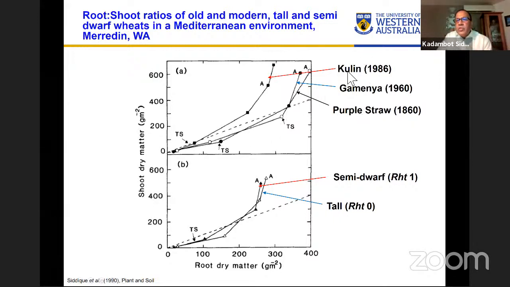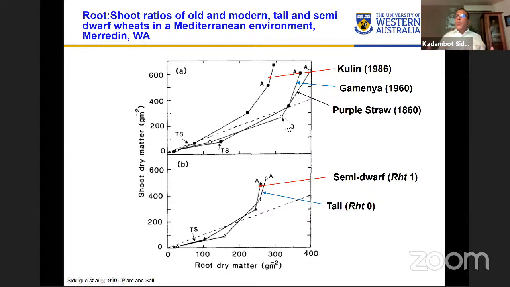Just for clarity, 3 genotypes: Culin, which was the most modern variety, Gamenya, a medium-era variety, and Purple Straw, which is one of the earliest varieties in Australia. What you can see, TS stands for, for those who know wheat, terminal spikelet, and A stands for anthesis. In the case of a modern variety, the partitioning of the resources, let's say dry matter or photosynthate, started very early on to the shoot, less towards the root. Whereas in an old variety like Purple Straw, the majority of the dry matter went into the root system.